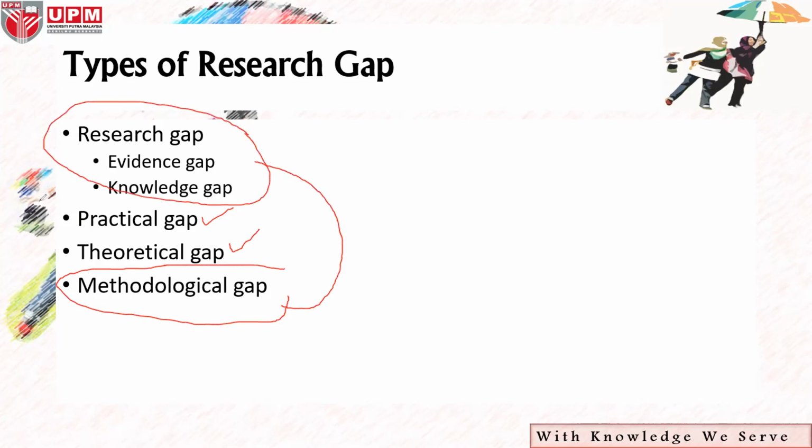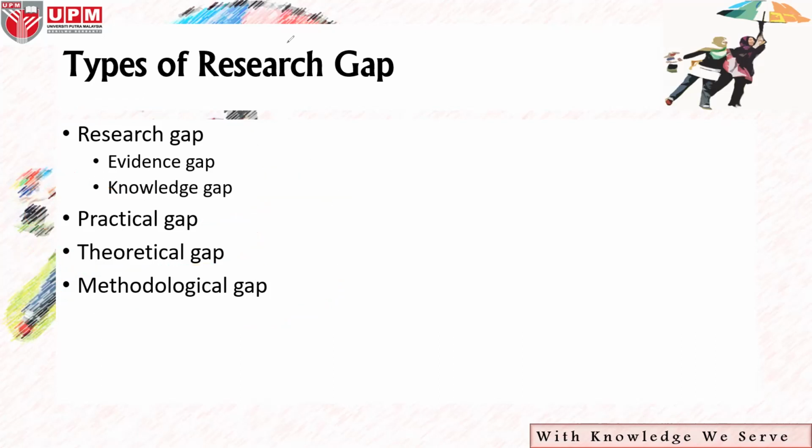Okay, first practical gap. It is compulsory to have one practical gap. Second one, the theoretical gap. Third one, research gap. Because sometimes the methodological gap ni it is put or located under the research gap. So dia boleh sekali. Research gap, practical gap, theoretical gap.